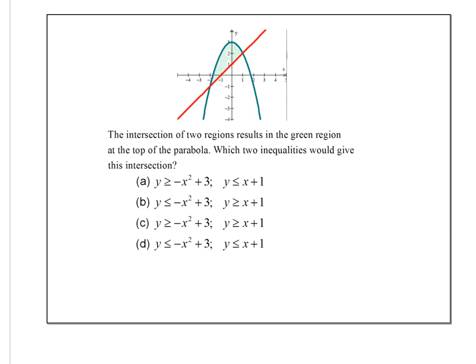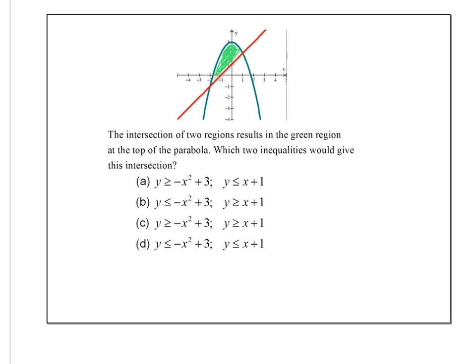Okay, so the intersection of two regions results in the green region at the top of the parabola. So that's this section right up in here. This is the section that we're looking at. And so I want to know which two inequalities would give this intersection. Well, the two equations are exactly the same in all the choices. But if you notice, the inequality signs are different.